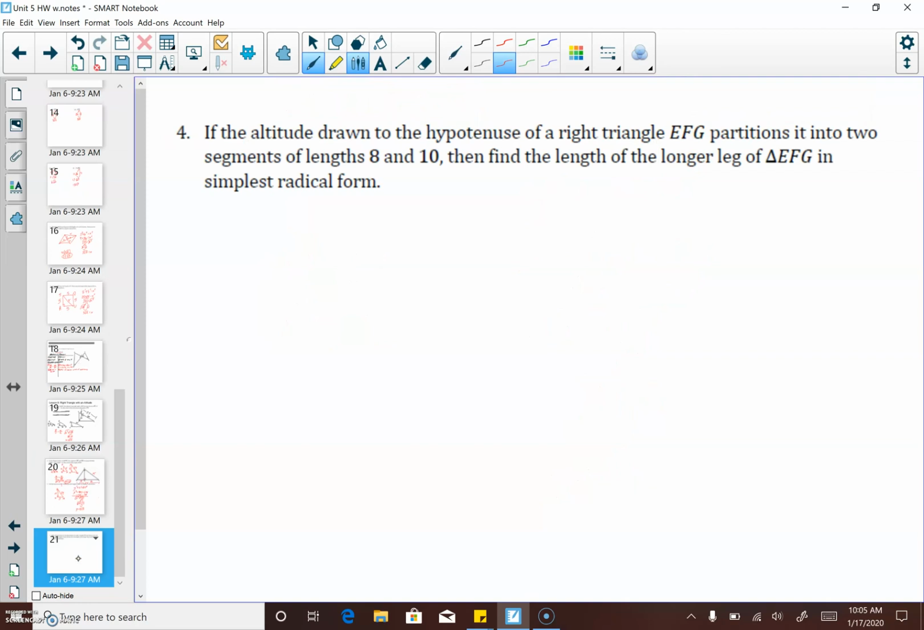And then the last one: if the altitude drawn to the hypotenuse of right triangle EFG partitions it into two segment lengths 8 and 10, then find the length of the longer leg in triangle EFG in simplest radical form. So we're going to draw a triangle EFG. I'm going to draw it a little bit bigger here.